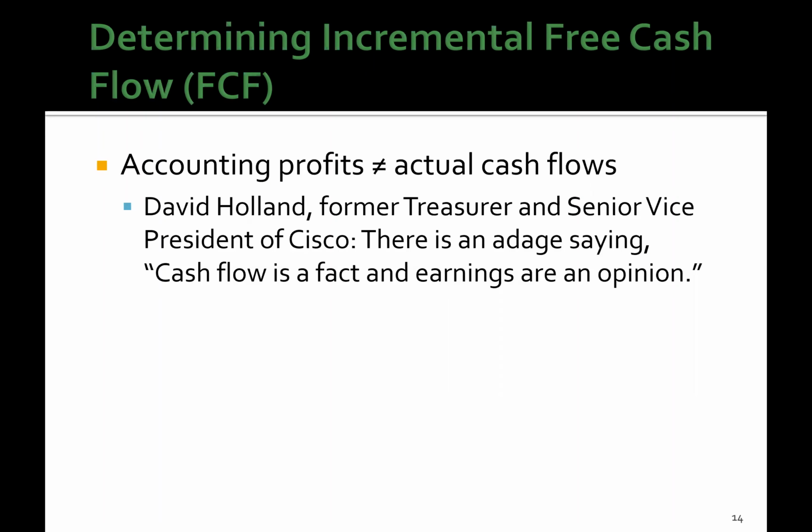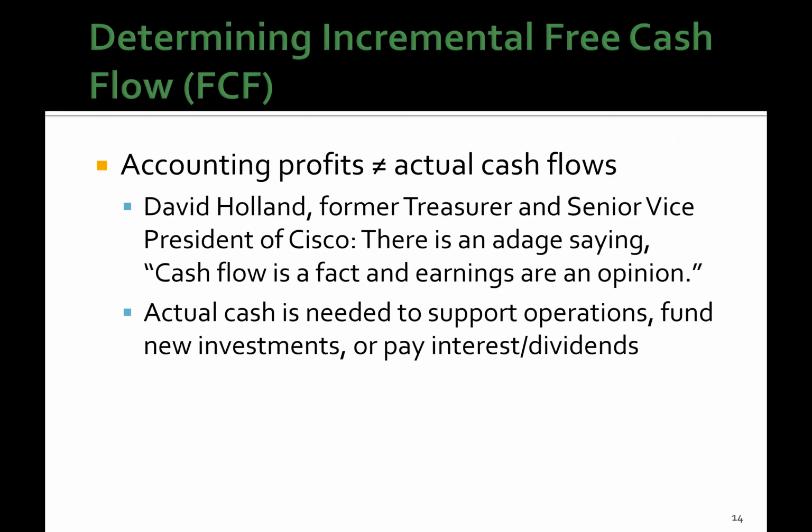And what we need to do is get back to the facts, figure out what the cash flows associated with the project are actually expected to be. Why is cash important? Well, it's actual cash that's needed to support operations. Cash is used to fund new investments. Cash is used to pay interest or dividends.